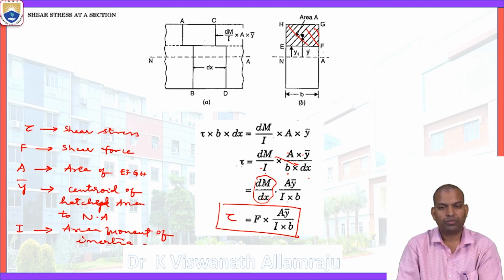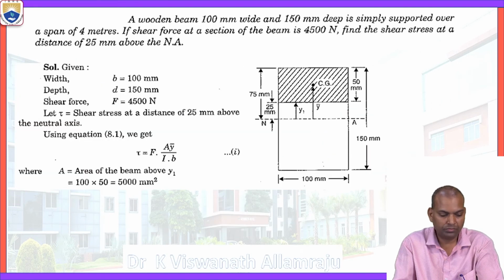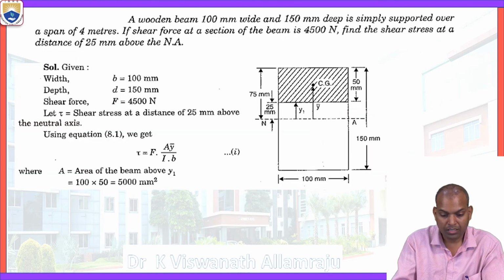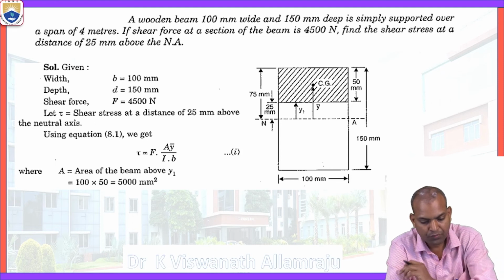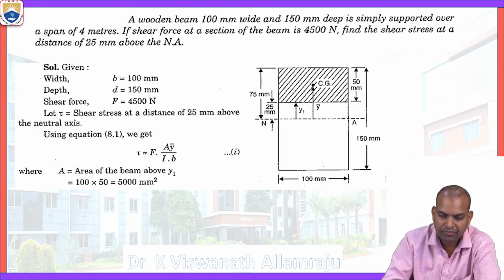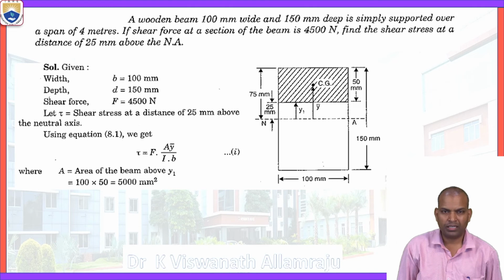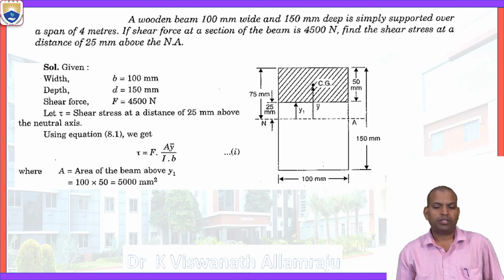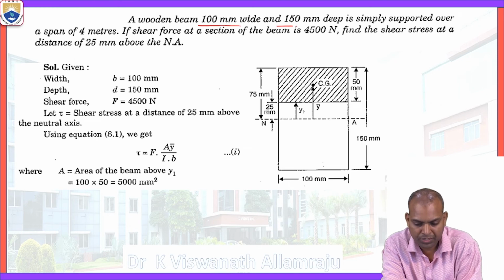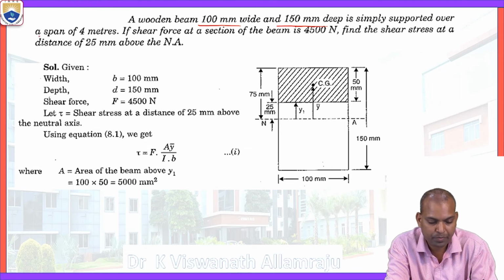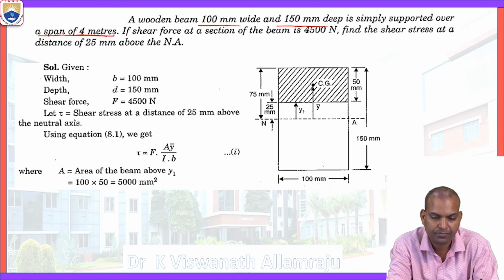Tau equals FAȳ by IB. Now let us discuss a problem based on how to apply this equation. A wooden beam of 100 millimeters wide and 150 millimeters deep is simply supported over a span of 4 meters.